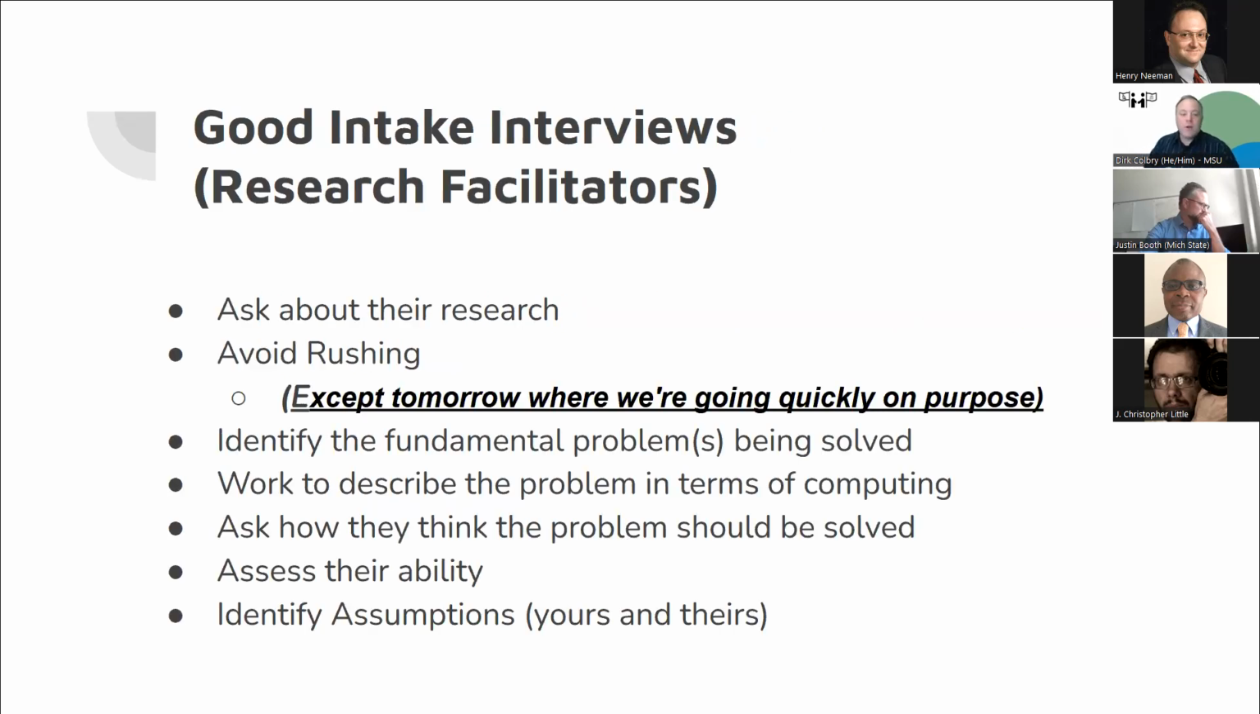All right, so here's just a bulleted list I came up with. Good intake interviews ask about the research. A lot of times you're in an intake interview and you jump right into the problem that they're having. You know, I don't have enough memory on my computer, and you focus in on the details of that problem. But I think it's always good to step back and ask a researcher about their research, because researchers love their research. They love talking about it. So be interested in their research, learn about what problems they're trying to solve and why. It is good for building that relationship, but it also might help you solve the problem, to know the bigger context of where the problems are coming from.